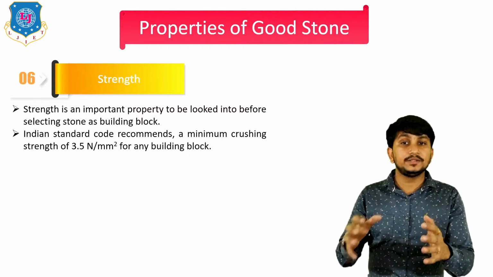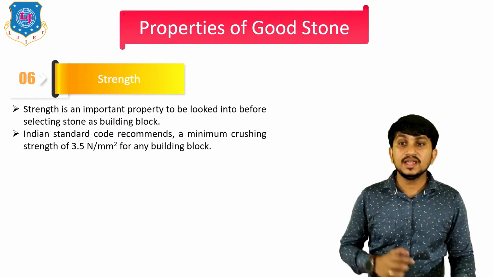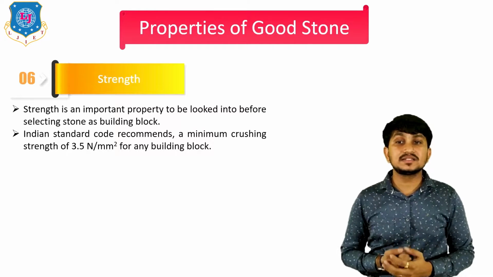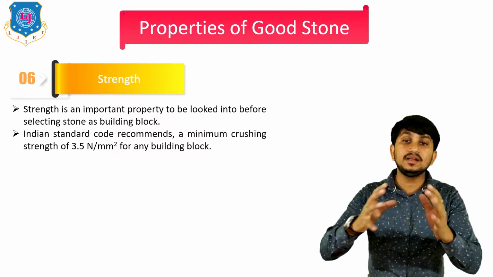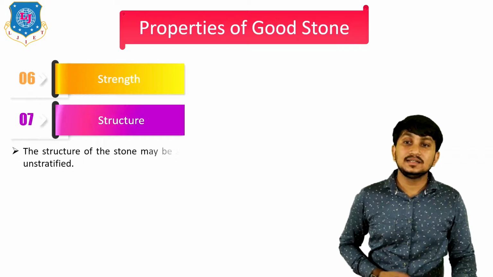Strength is an important property to be looked into before selecting stones as a building block. Indian Standard Code recommends a minimum crushing strength of 3.5 Newton per mm square for any building component.